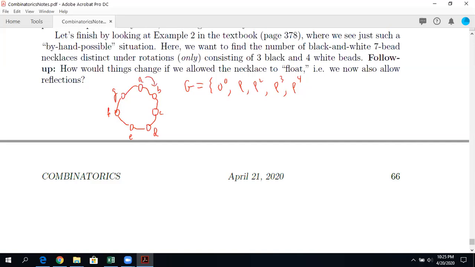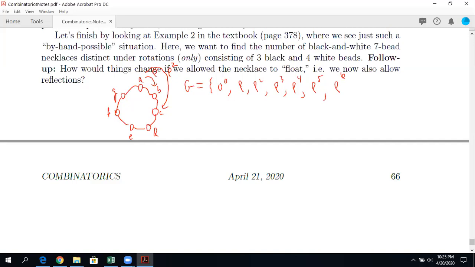And rho is doing this. Of course, rho squared takes A to C, etc. So this is rho squared. All of these rotations don't break down into smaller parts because that would imply a factor of 7, and 7's prime. Kind of like what we had in the case of the square, where the 180-degree rotation gave us 2 cycles, because 4 is equal to 2 times 2, so it does break down. The 7's prime. And then I have rho to the 6th.